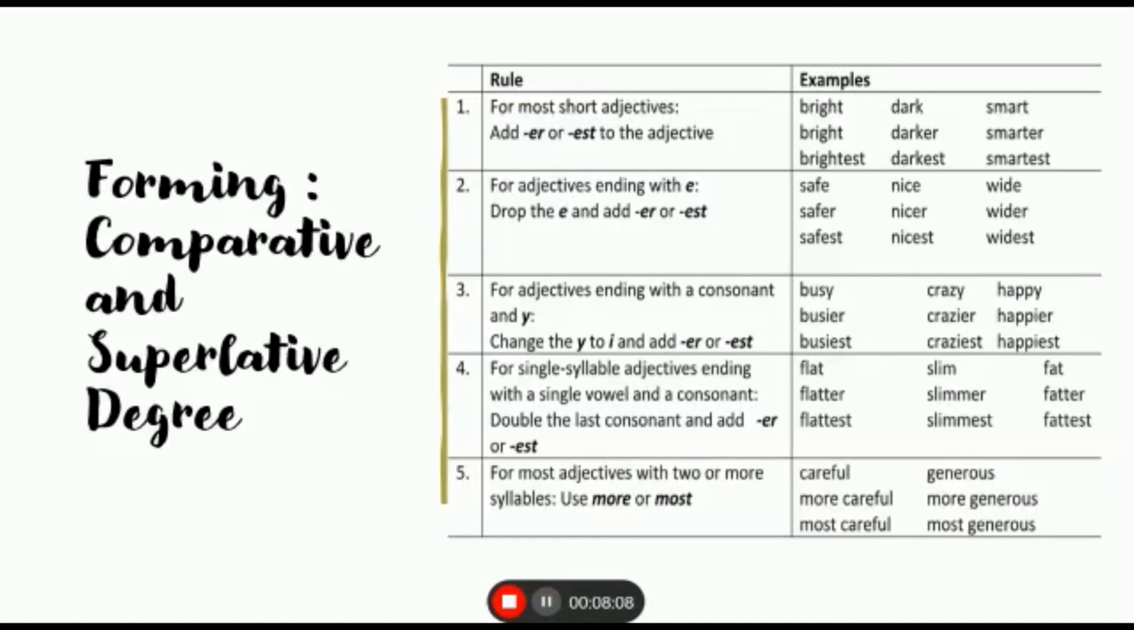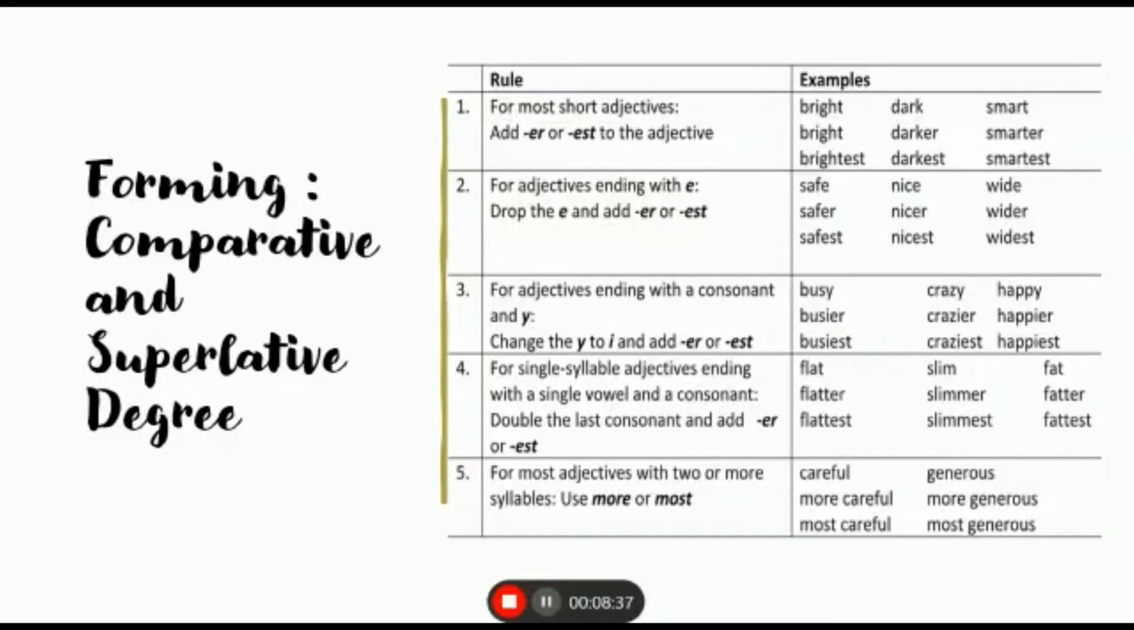The third one says if any adjective ends with a consonant and y, I hope you know what consonants are, what you're supposed to do is remove that y and put i in place of y and again add er or est. So busy becomes busier and busiest, crazy becomes crazier and craziest, happy becomes happier and happiest.